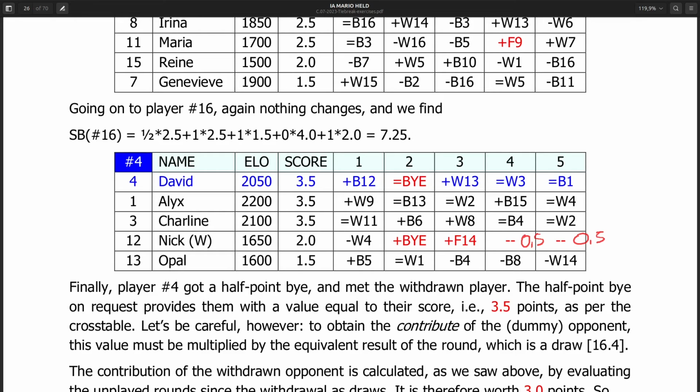And to calculate Nick's score, we got 0, 1, 1, half and half. So we got 3 points. And now also David has a half point bye, which again counts as a dummy opponent who has the same amount of points as we do, so 3.5. And because it's a draw, we just take half of these points.